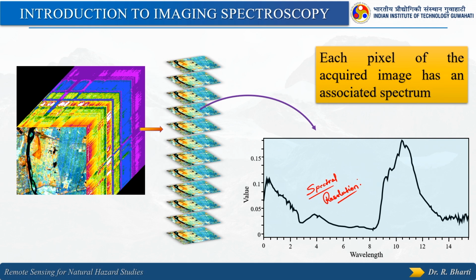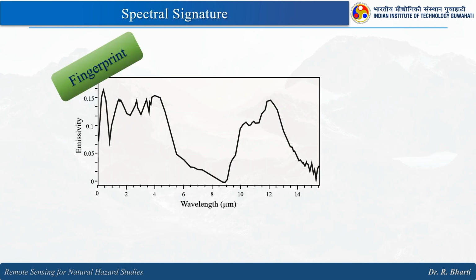So, when we talk about hyperspectral remote sensing or imaging spectroscopy, the spectral resolution is high, right. This is representing a particular pixel from this particular image. When we talk about the spectral signature, the high spectral resolution means it will provide you all the information which was missing in multispectral. Let us say these points correspond to multispectral. So, this is missing, right.